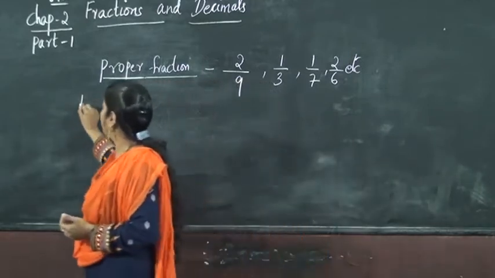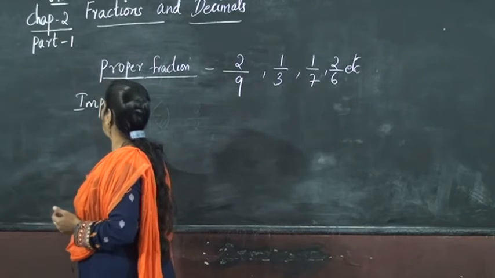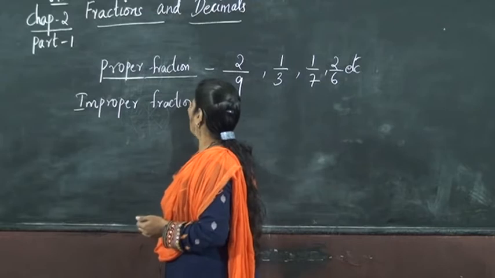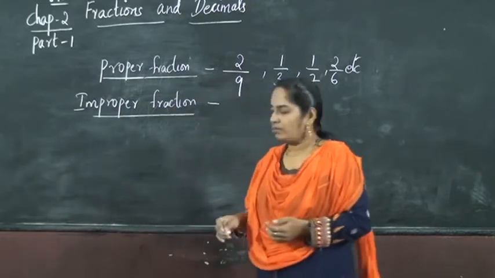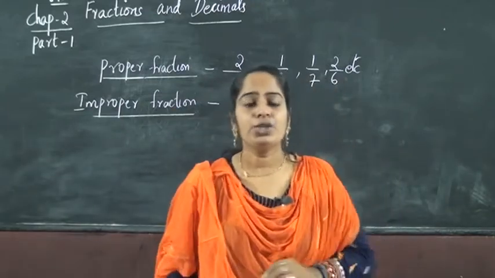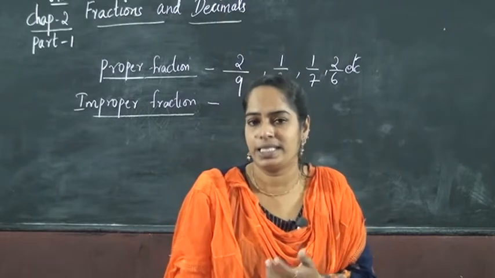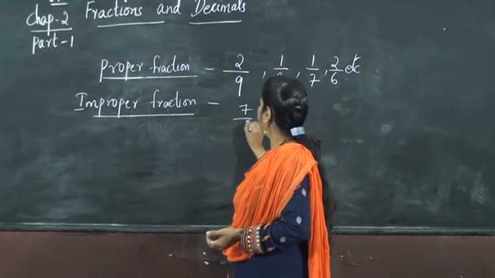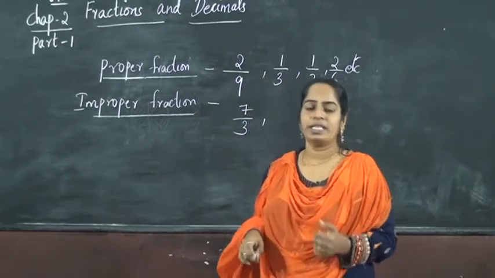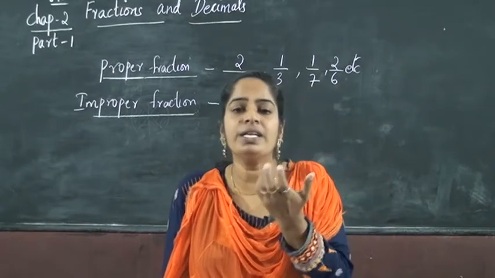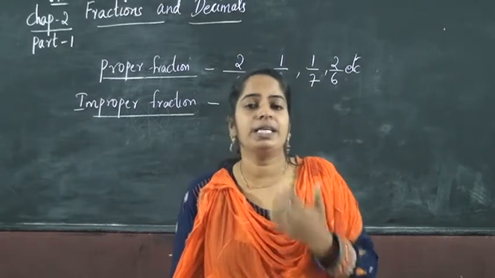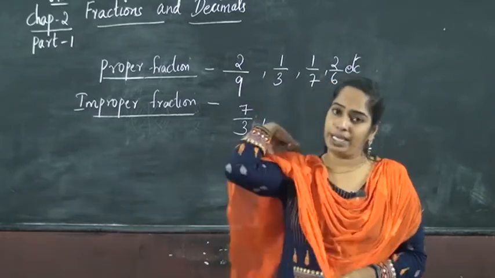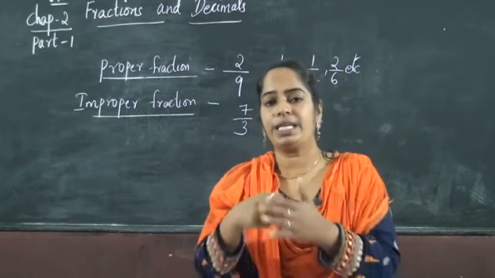Next is the improper fraction. What is meant by an improper fraction? This also you studied last year. The numerator will be greater, isn't it children? If the fraction is 7 by 3, this is known as an improper fraction. Here 7 is the numerator, which is bigger than the denominator 3.